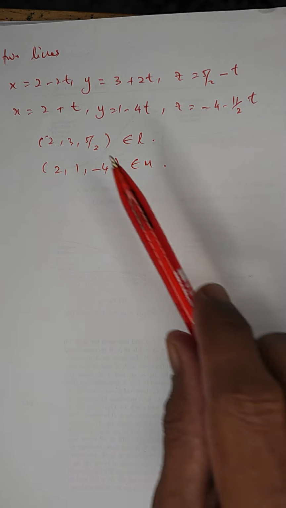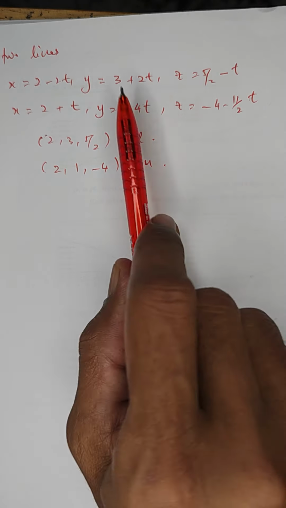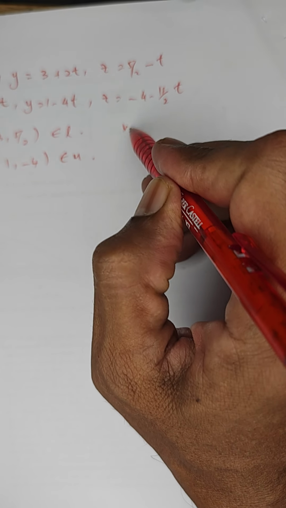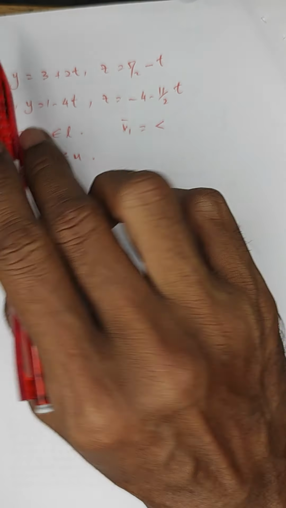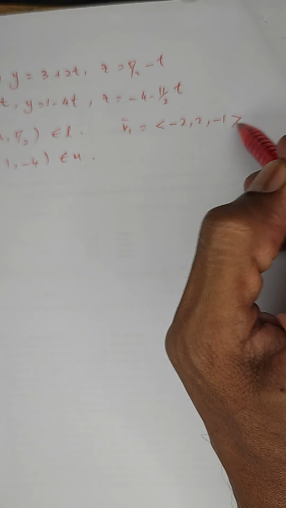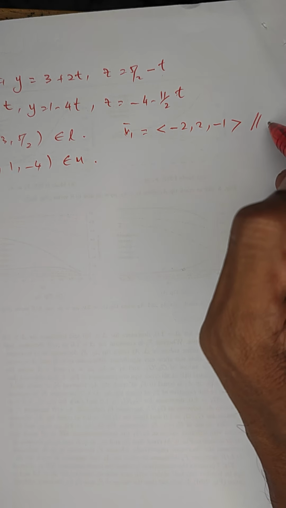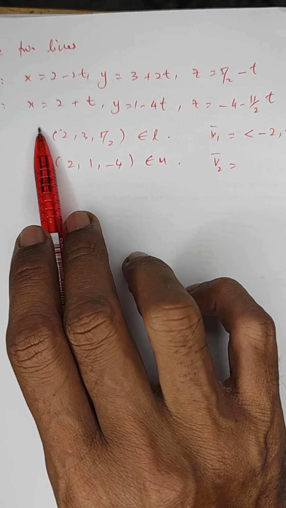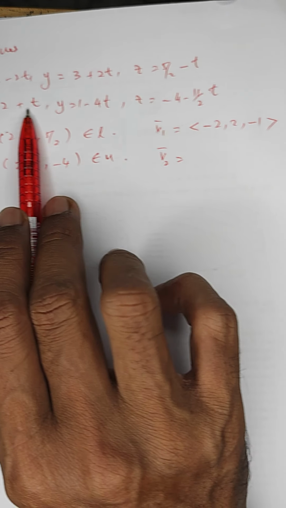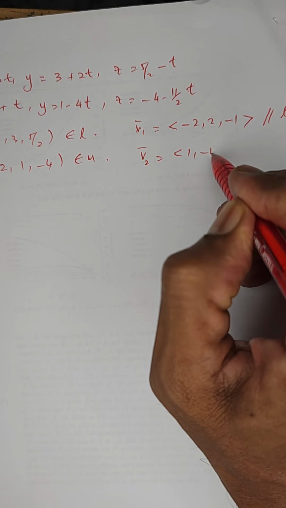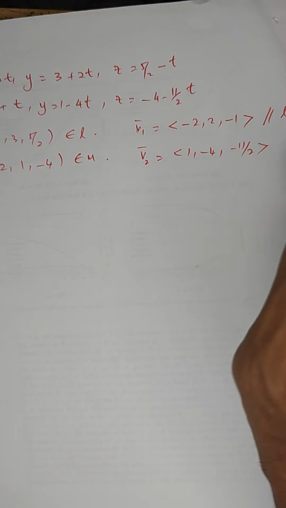As well, if you look at the vectors here, let's call this vector V1 with components minus 2, 2, and minus 1. This is parallel to line L. And for line M, we have the vector 1, minus 4, and minus 11 over 2. This is parallel to line M.